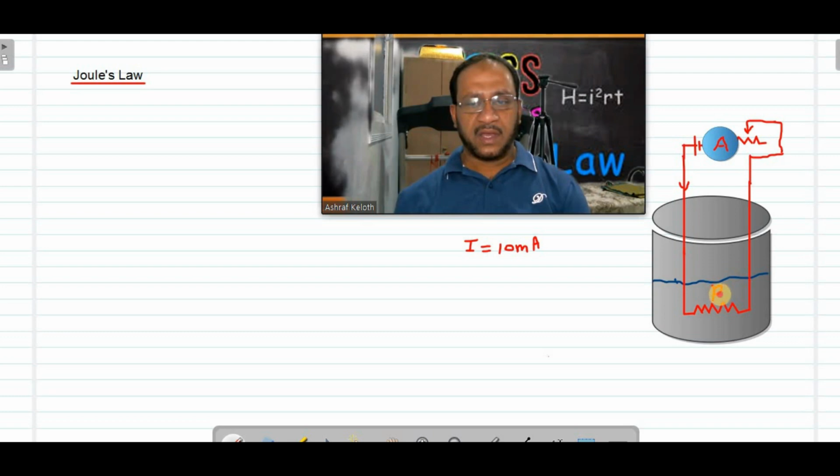And right now a current I ampere is flowing through this one. For example, I am taking that as 10 milliampere. Then heat energy will be produced in water. The high resistance wire will get heated up, and due to that heat, water will also start heating up. After a few minutes, you can see the water will start boiling, isn't it? And how much heat energy is produced in water?